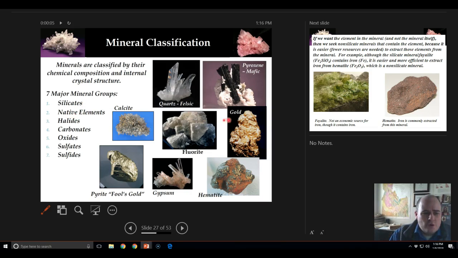Native elements would be things like sulfur, gold, and silver, things that are just by themselves. Halides are things from the halogen group in the periodic table, like halite, or salt. Carbonates are minerals that have carbonates in them. Oxides, oxygen, iron, sulfates, sulfur, and sulfides.